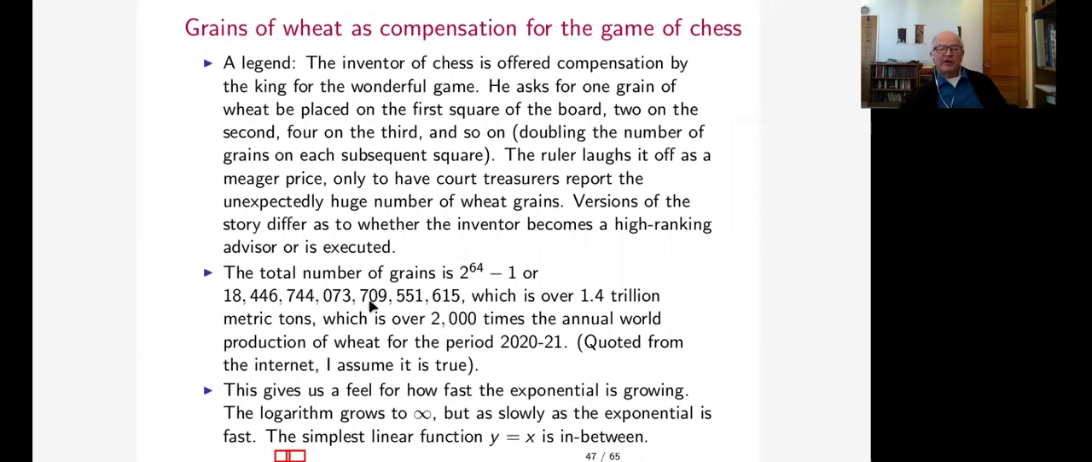Nowadays, we can do the computation. The number of grains would be 2 to the 64 minus 1, which is this many grains, which if you put them all together and weigh them, would be 1.4 trillion metric tons of grain, which is about 2,000 times the annual world production of wheat for this period.